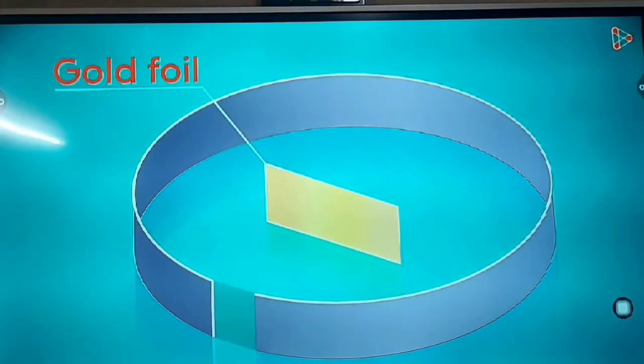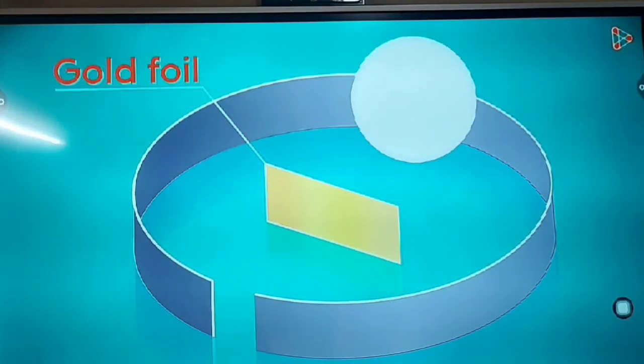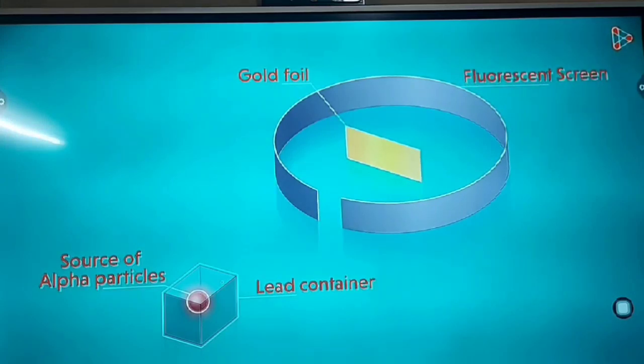Lastly, are we able to locate the circular band with a gap here? What could this be? Well, this is a screen. A fluorescent screen that would help us detect the radiation. That means the screen will glow or emit fluorescent light whenever alpha particles hit it. So this is how the track of alpha particles can be traced.